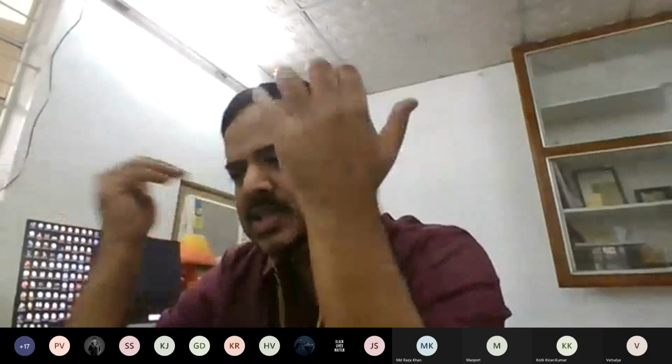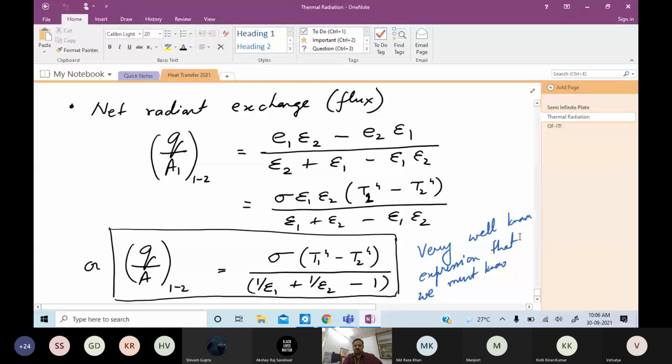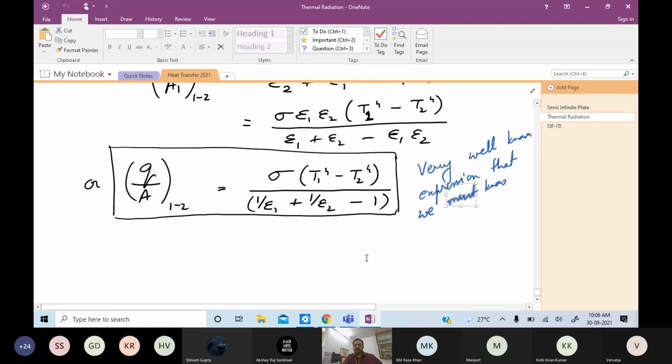At the top is the difference of their black surface emissive powers, EBs, at that temperature. And at the bottom is 1 over epsilon 1 plus 1 over epsilon 2 minus 1. Easy to remember, very closed form, very nice. I said this is a very well-known expression which people should remember. So this is where we stopped yesterday, and this is what we had derived.